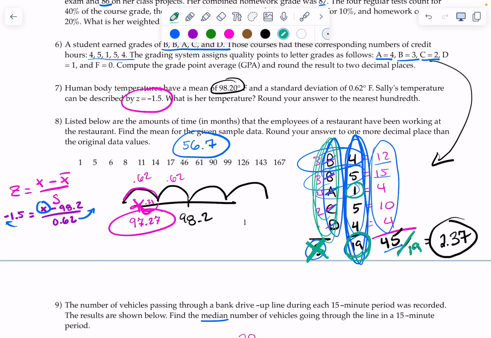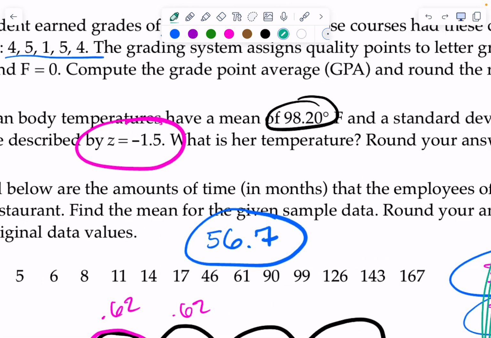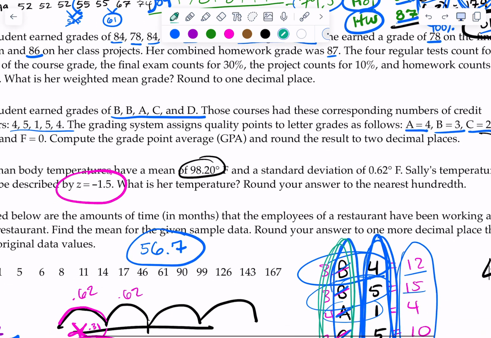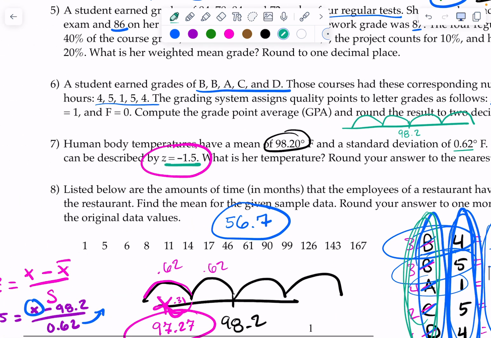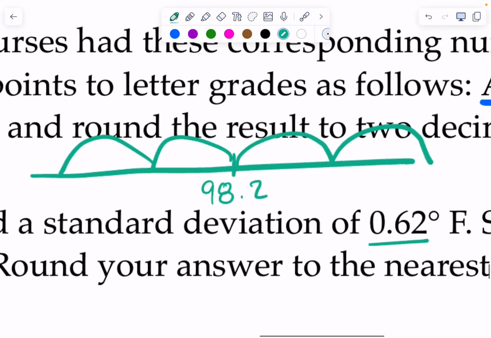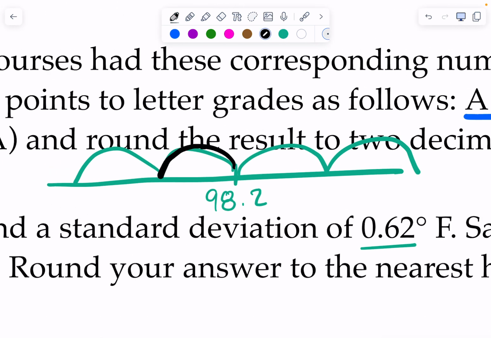Okay, 7. Human body temp has a mean of 98.2. I'm just going to put that in the middle here, 98.2. And a standard deviation of 0.62. That means that's what I'm adding each time, or subtracting each time, 0.62. Sally's temperature had a z-score of negative 1.5. That means Sally is negative 1.5 standard deviations below average. So she is right there.